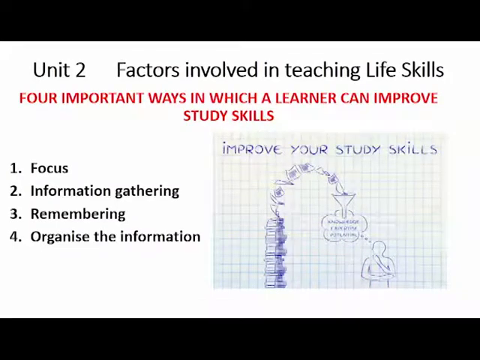We look at 4 important ways in which learners can improve their study skills, and that is by focusing on what they are doing to gather information on the topic that they are studying, remembering, and that comes with reciting and repeating, and organizing the information. And everybody will have a different way in which they organize the information. So learners need to know themselves in terms of how they will organize the information that they are learning, because we all remember and take in information in different ways.